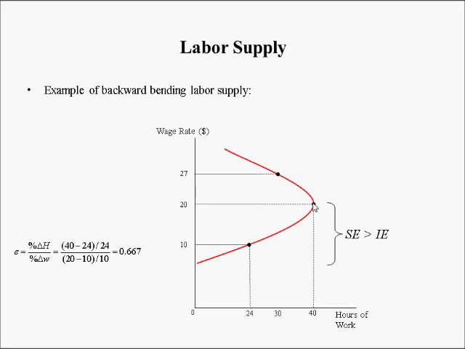Now suppose the wage increases by $7. So your hours worked would fall from 40 to 30. And that's because your income effect dominates your substitution effect. Because remember, hours worked is falling when the wage goes up in the total effect. That's because the income effect is now dominating the substitution effect.